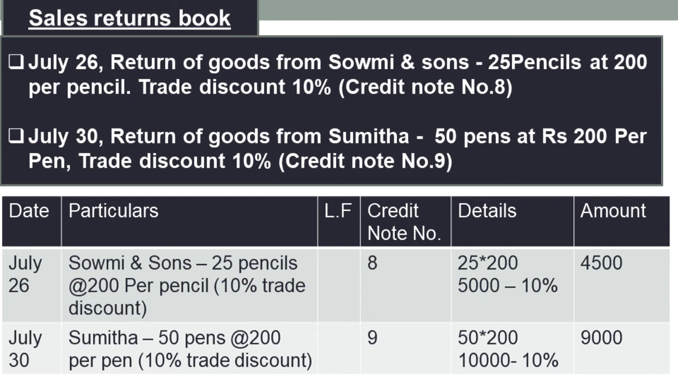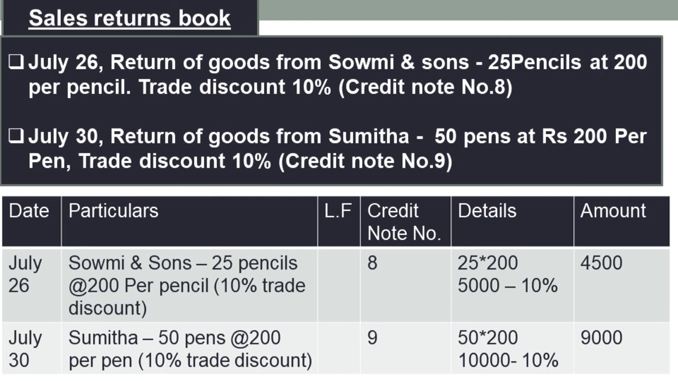For this transaction, we will mention the transaction date, that is July 26th in the date column, and in the particulars column, we will mention the customer name and the product details along with the price details. Also, we will mention the discount that is being given to the customer. In the credit note number column, we will mention the credit note number.